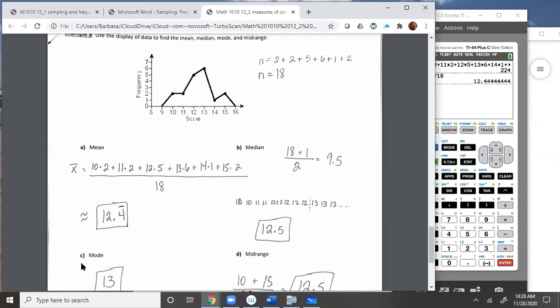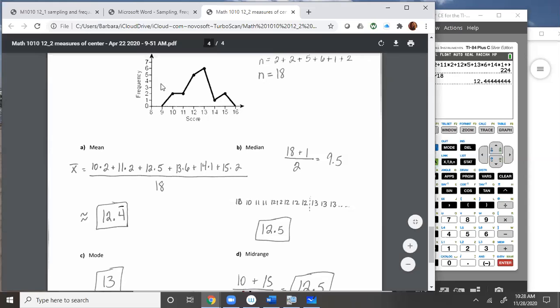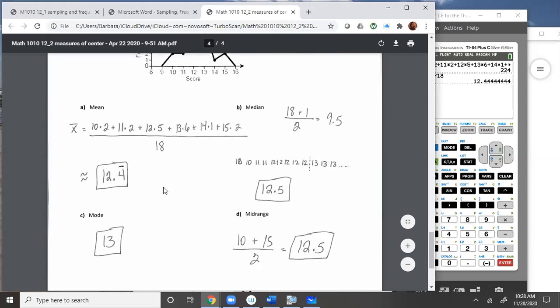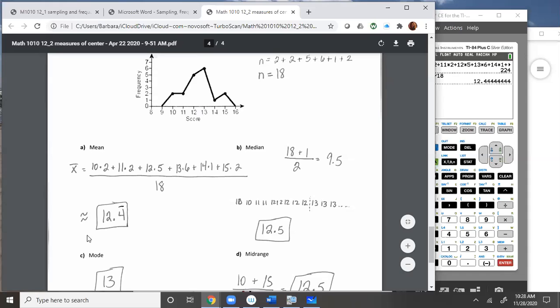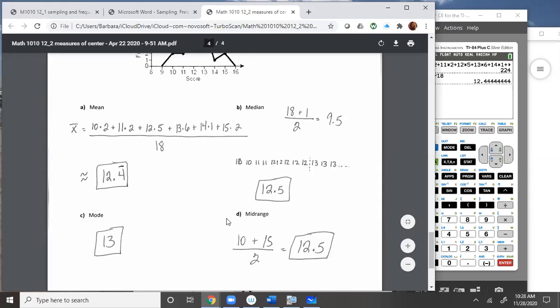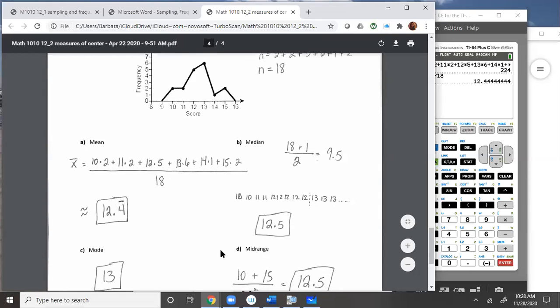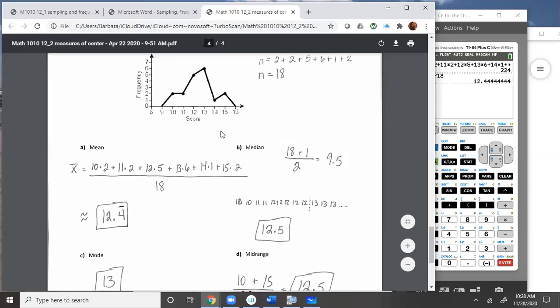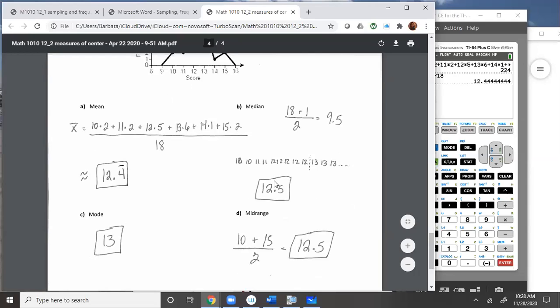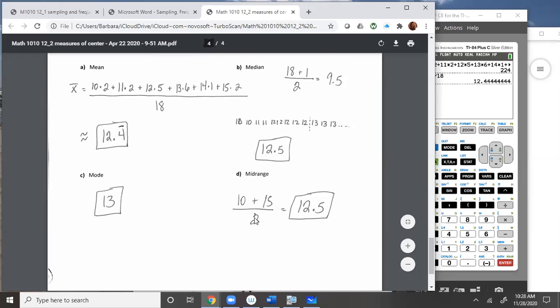The mode is the number that occurs the most, and we can see in our chart that 13 occurs most frequently, 6 times. All right, so the mode is 13. Remember, the mode is always the score, not the frequency, okay? The mid-range is the smallest number plus the largest number. So the smallest number is 10, the largest number is 15. Add those up, which is 25, divide by 2, and we get 12.5.